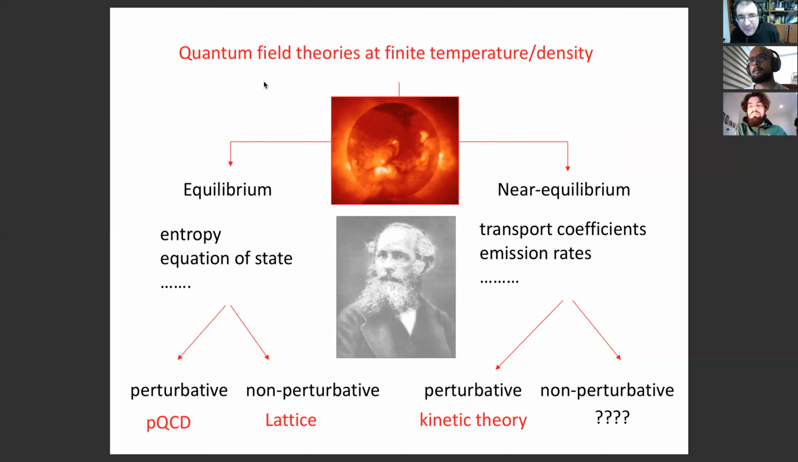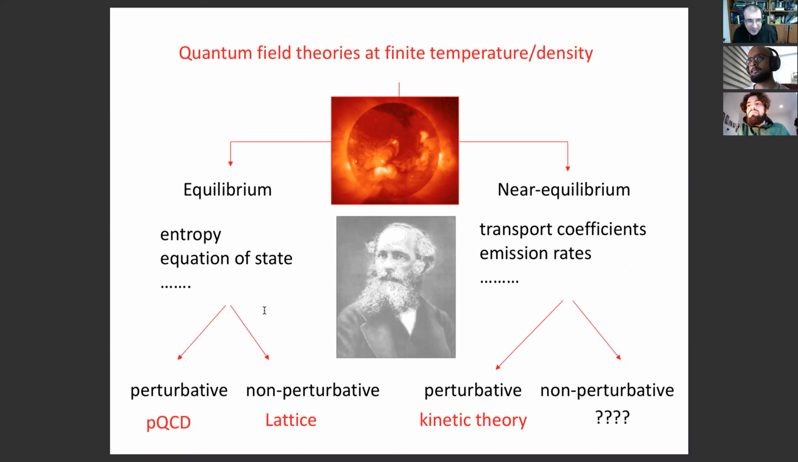Now, let me remind you what we know about quantum field theories at finite temperature and density in general. You can divide all the properties of such theories into two large groups. One is equilibrium properties: equation of state, pressure, speed of sound, things which are static. They don't involve any real-time processes. The second group is non-equilibrium or near-equilibrium processes. This involves transport coefficients or emission rates, for example, how many pions are flying out of this plasma per unit time. So they involve time-dependent processes.